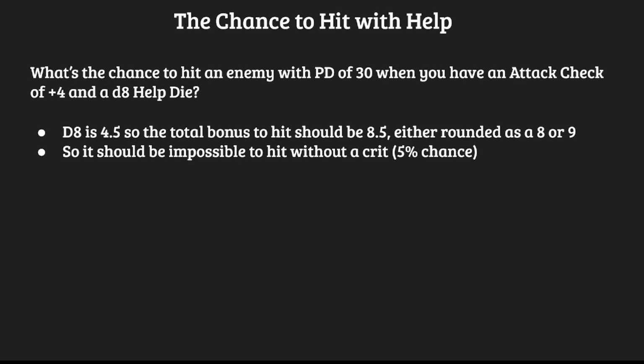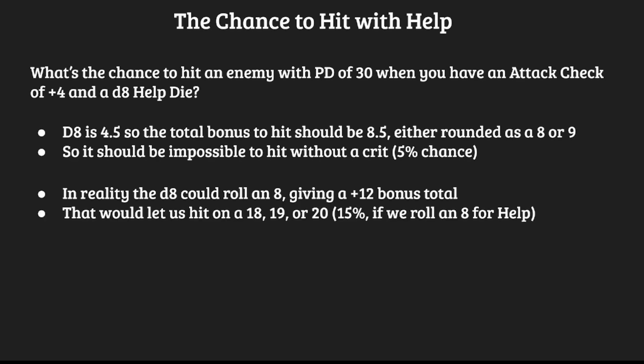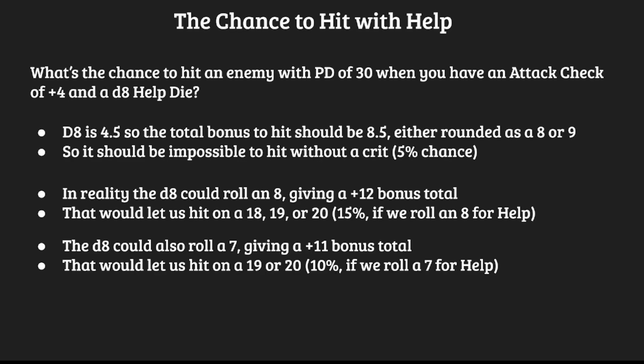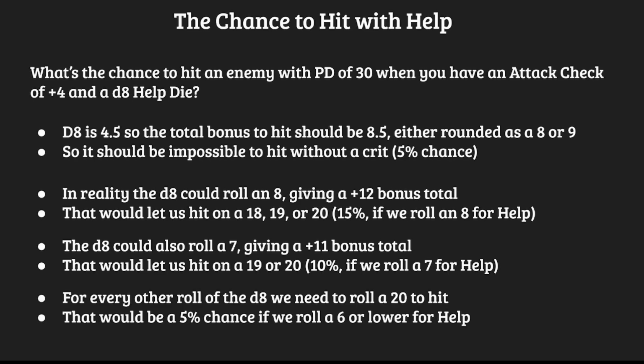But the reality here is a little bit more complicated, because if we roll an 8 on the d8, it could give us a total of a +12 as a bonus to the roll. And so that would let us hit on an 18, 19, or 20, right? So if we roll an 8 on the d8, we have a 15% chance to hit. And adding on to that logic, if I rolled a 7, that would give us a +11 bonus to the roll. And so that would let us hit on a 19 or a 20. And if we rolled a 6 or lower on the d8, basically anything else, then we would need a crit to hit.